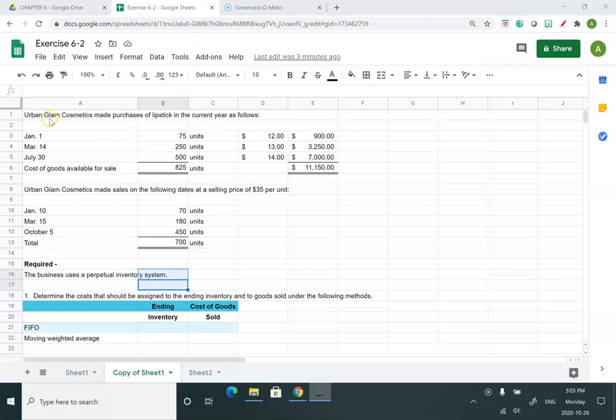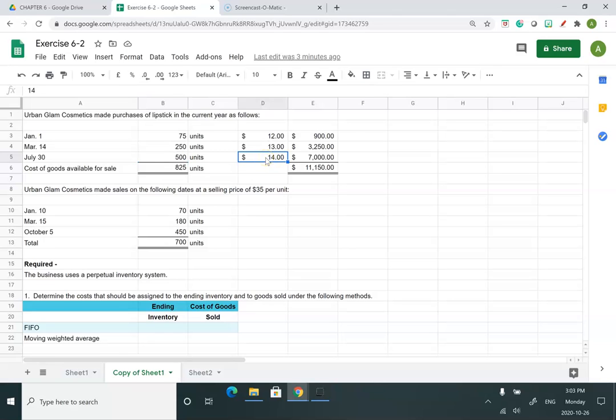It says, Urban Glam Cosmetics made purchases of lipstick in the current year as follows. On January 1st, it bought 75 units from its supplier at $12. March 14th, it bought 250 for $13. And then July 30th, it bought 500 for $14 per lipstick.